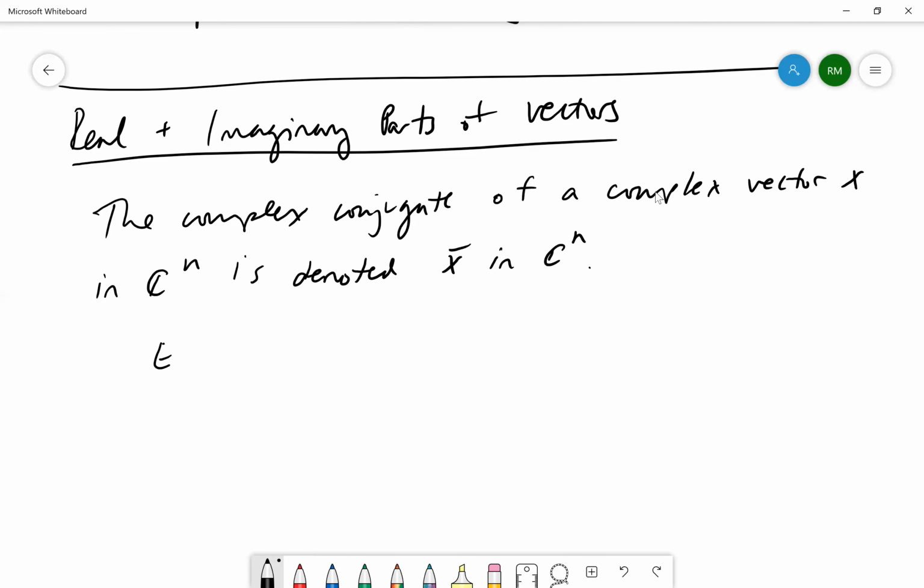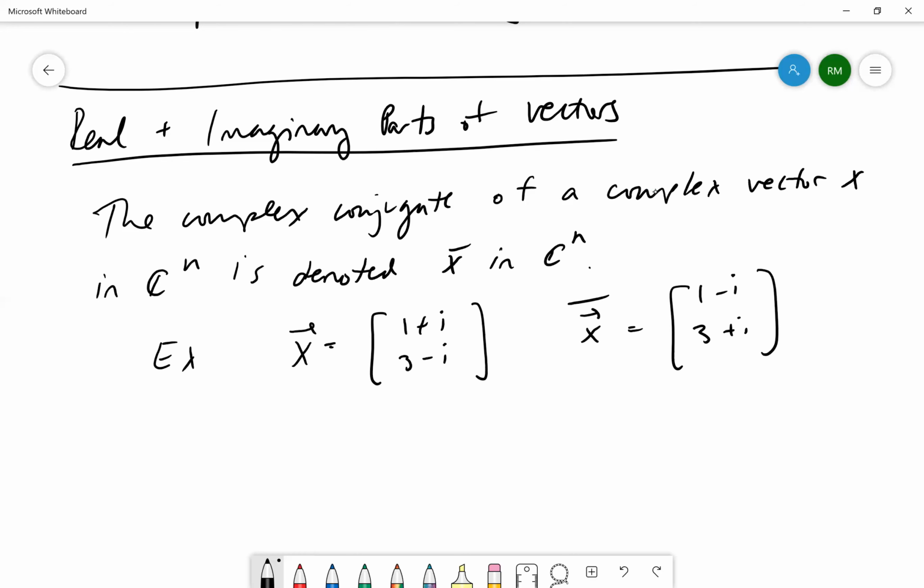So as an example, if my vector x is 1 plus i, 3 minus i, then the conjugate of it is 1 minus i, 3 plus i. You just take whatever is in front of the i and you flip the sign. That's what the complex conjugate is.